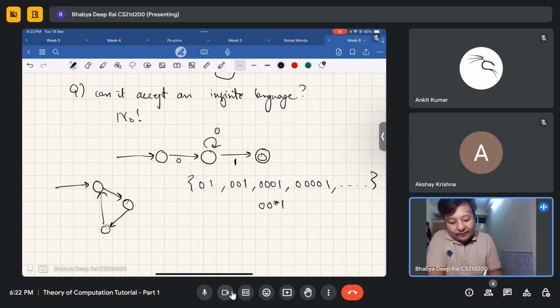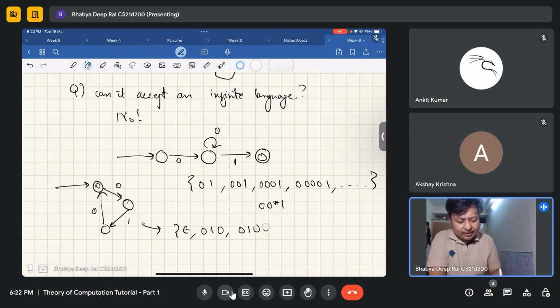Got it? So if this is, let's say, 0, 1, 0, and let's say this is the final state, what kind of strings will it accept? It'll accept an epsilon. It'll accept a 0, 1, 0. It'll accept a 0, 1, 0, 0, 1, 0, 0, 1, 0, and so on. Or (0, 1, 0) star, in other words. Even if there is a cycle anywhere in the DFA, it will accept strings of infinite length.